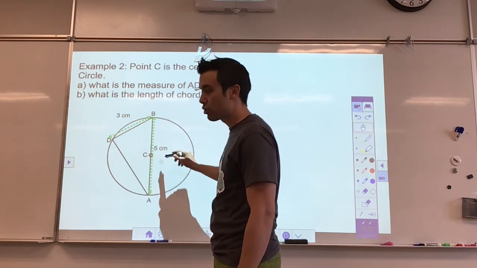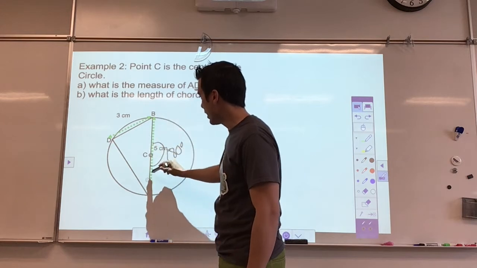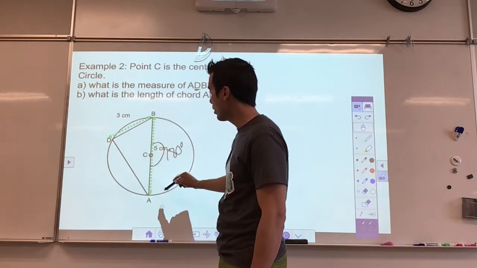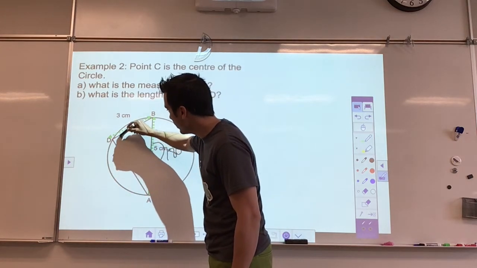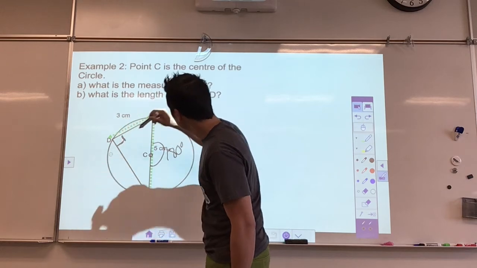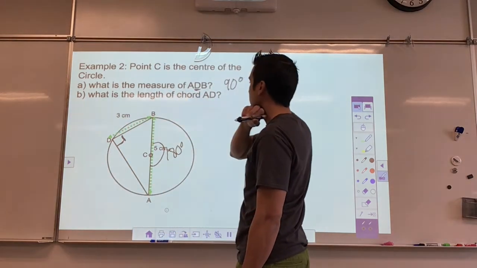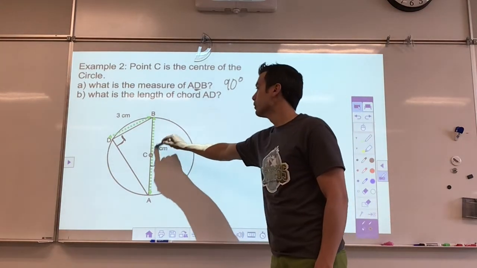Again, knowing that in a straight line I have 180 degrees, this is a central angle. I have an inscribed angle standing on that same arc. I'm going to take half of that, and this has to be 90. 90 degrees. And let's get rid of that.